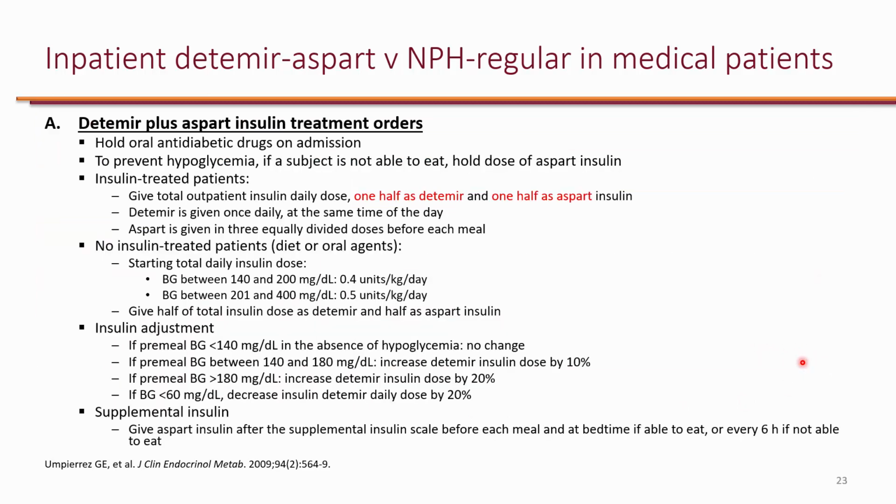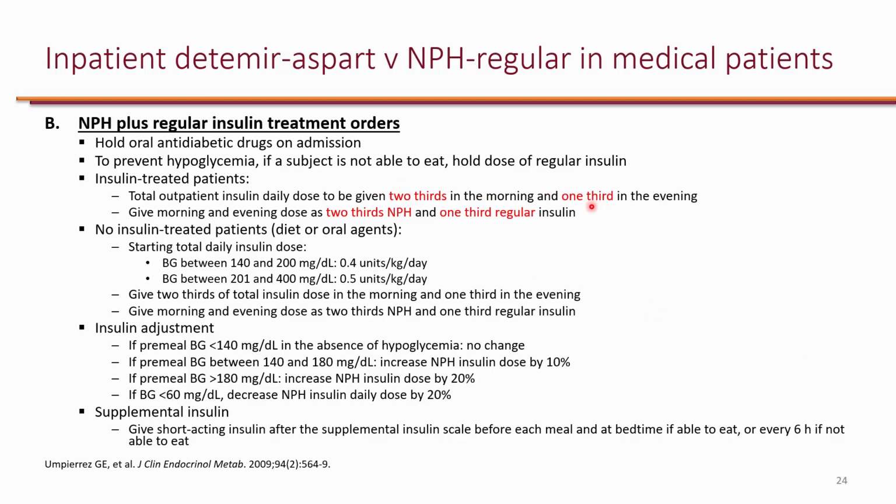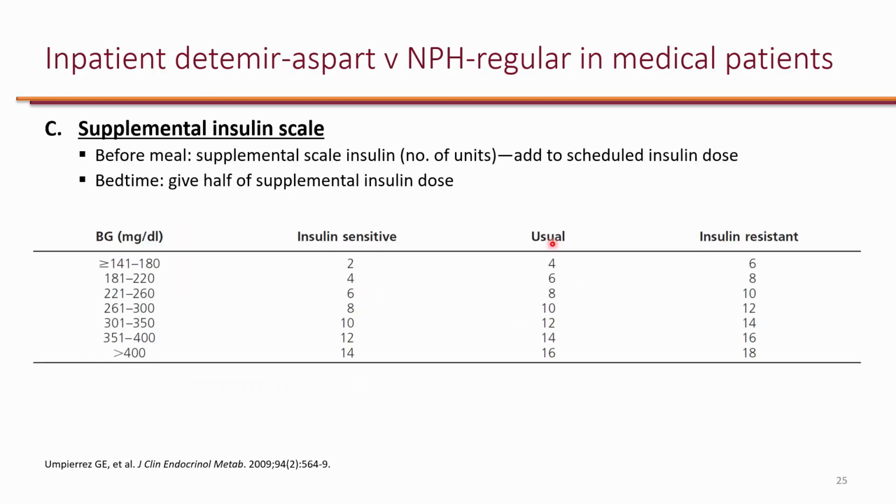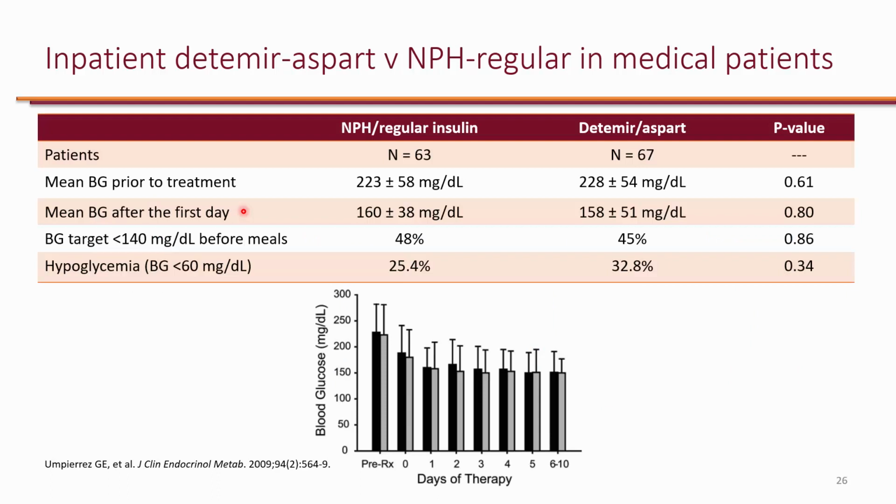And here's the protocol, just like before. With basal bolus, you give half of it as detemir and the other half you split with meals. And for the NPH, they said 2/3 of the total daily dose will be given in the morning and 1/3 in the evening. For each dose, 2/3 would be NPH and 1/3 would be regular insulin. And both groups could also receive sliding scale supplemental insulin if the dose that they received was not sufficient to get them to goal. So here's what they found. They did not find a significant difference between the two regimens as far as glycemic targets, and there was no difference as far as hypoglycemia. So this means that a combination of NPH and regular would be a reasonable alternative to detemir and aspart.